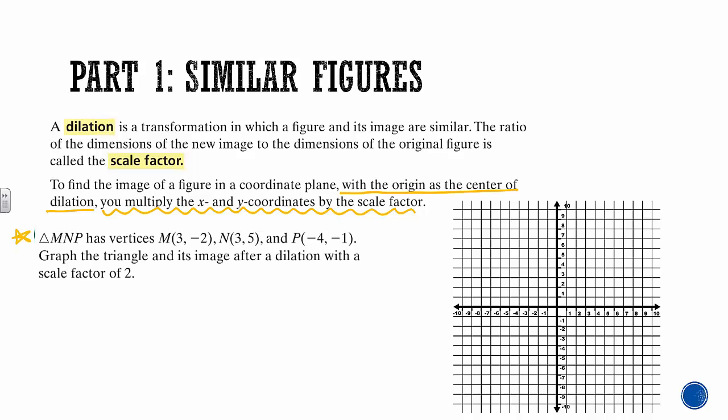So if we do this problem, triangle MNP has vertices at (3, -2), so let's draw that in: over 3, down 2. There's M. N is (3, 5): 1, 2, 3, up 5 is N. And then P is (-4, -1). So this is my original shape here, this triangle. It tells us to graph the triangle and its image after a dilation with a scale factor of 2. That scale factor of 2 basically means that I want to make this triangle twice as big.